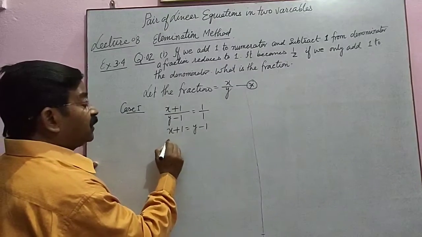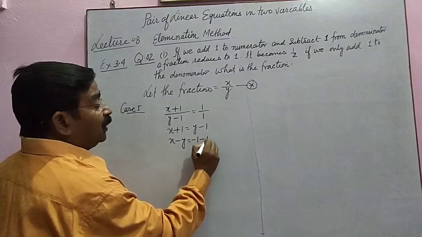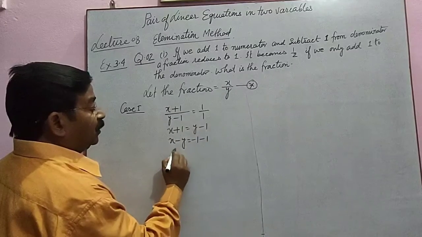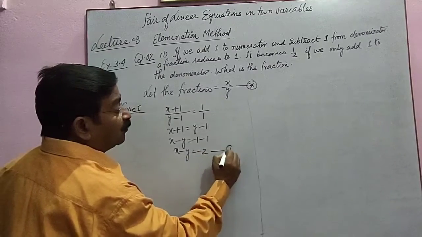Bring this y this side: x minus y is equal to minus 1, and this goes to the right, minus 1. x minus y is equal to minus 2. Equation number 1.